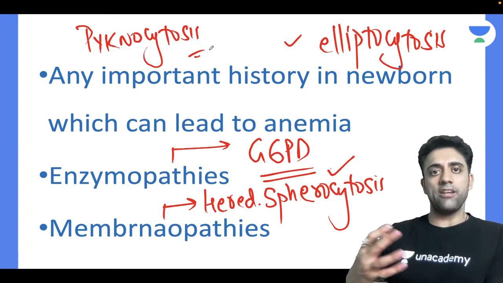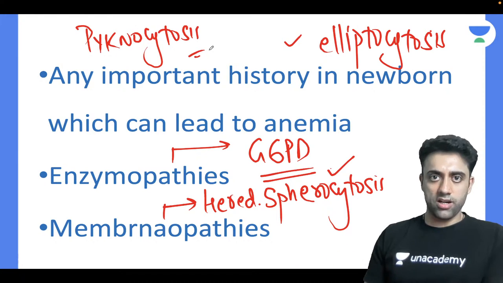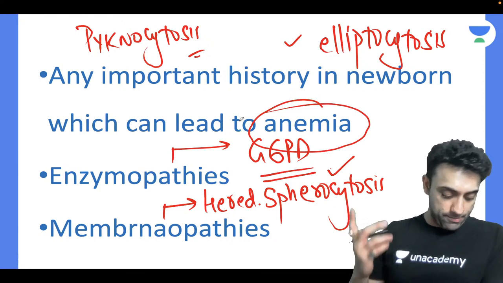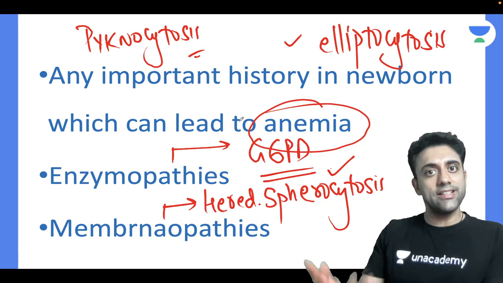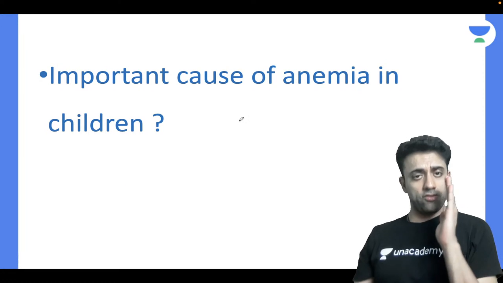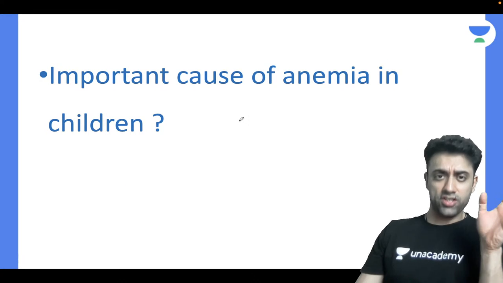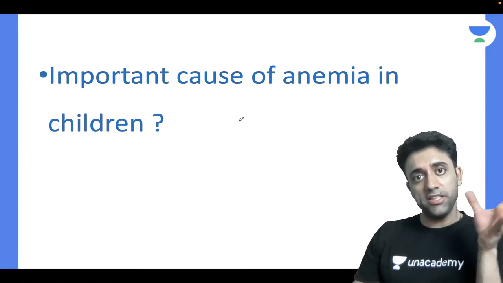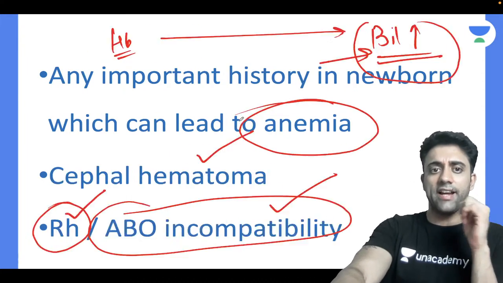So naturally the RBC will break down very early. So more hemolysis, more hemoglobin breakdown and more anemia. Yes or no? Exactly. Sickle cell anemias, thalassemias. Right. Very good. So one half we have finished. We have finished the causes of anemia in a newborn and we have finished the PG questions also which they can ask. Let's revise again.